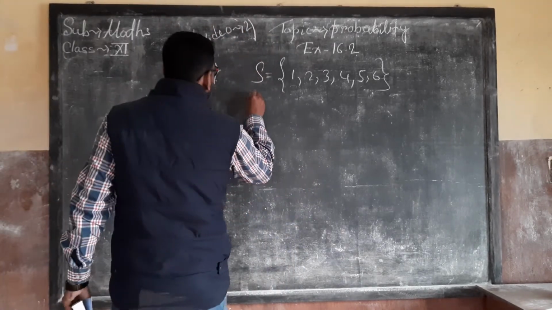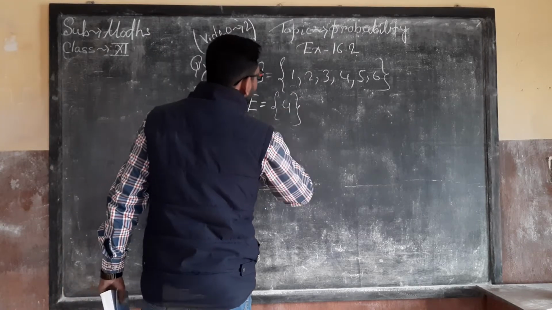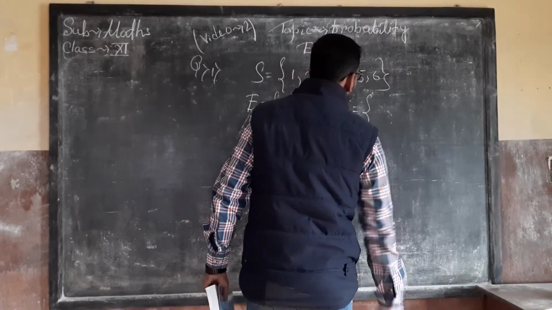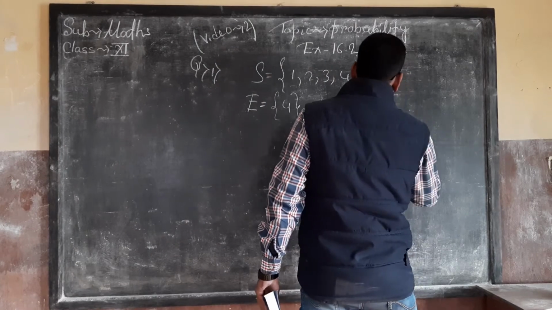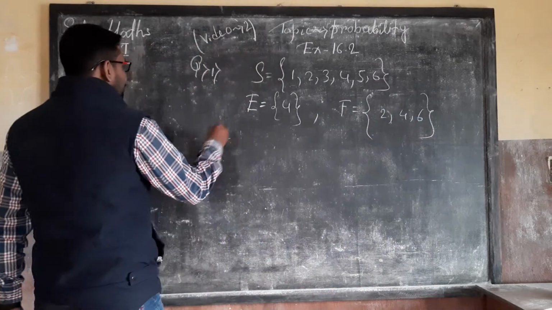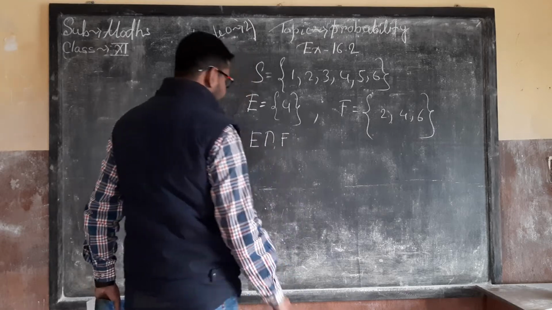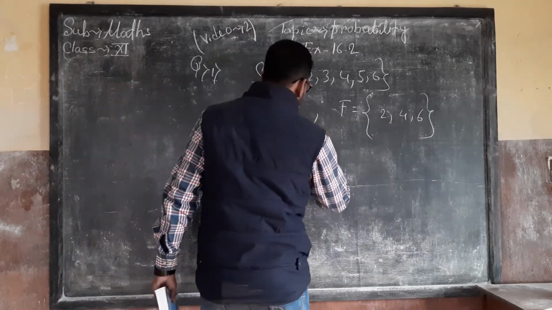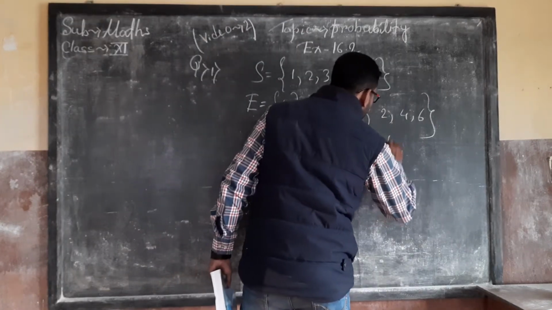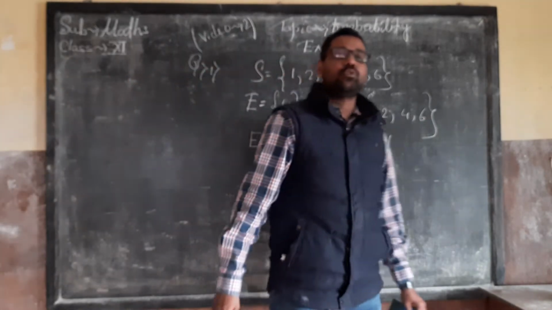First, the event E shows only 4, that means it contains only 4, and F is another event that contains the even numbers, that means 2, 4 and 6. After that, performing the intersection operation between E and F, this produces 4, and it is not equal to the empty set. That means these two events are not mutually exclusive events.